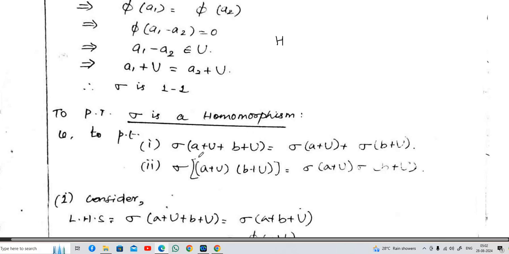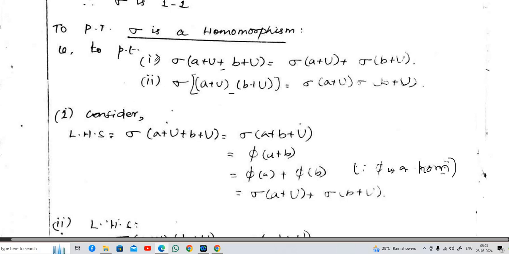Now to prove that sigma is a homomorphism, with regard to addition and multiplication, we need to establish these two conditions. Sigma of (A plus U) plus (B plus U) is sigma of A plus U plus sigma of B plus U. And similarly, for the product, sigma of (A plus U) into (B plus U) is sigma of A plus U into sigma of B plus U. So these two are to be established for sigma to be a homomorphism.